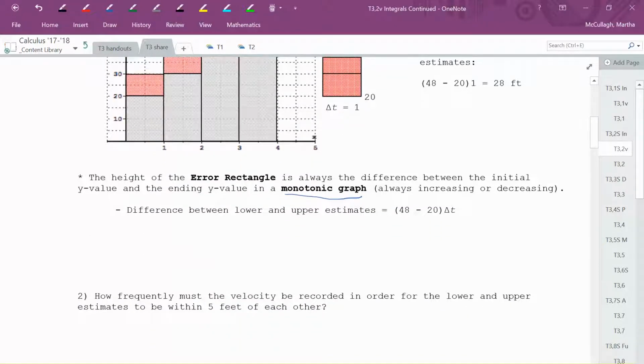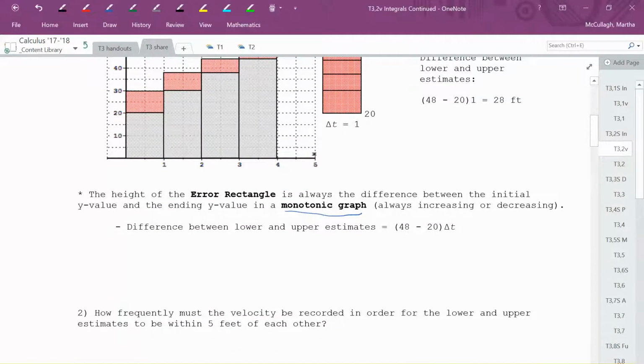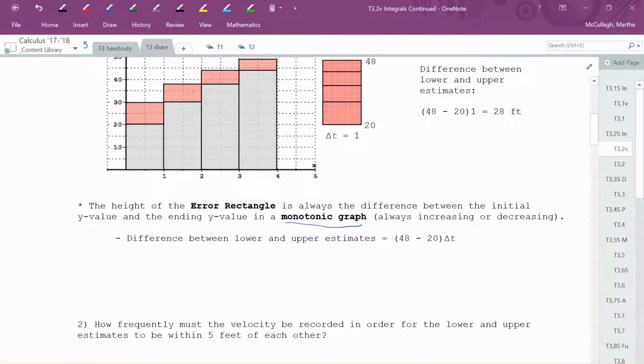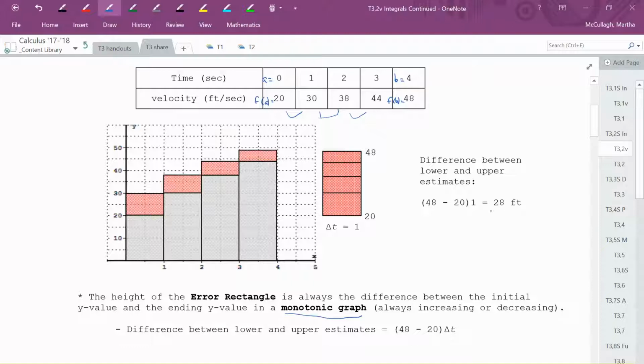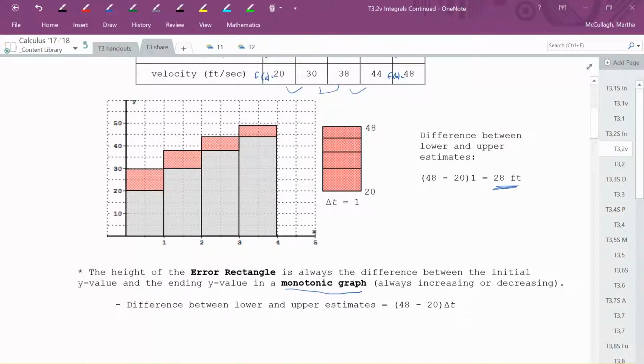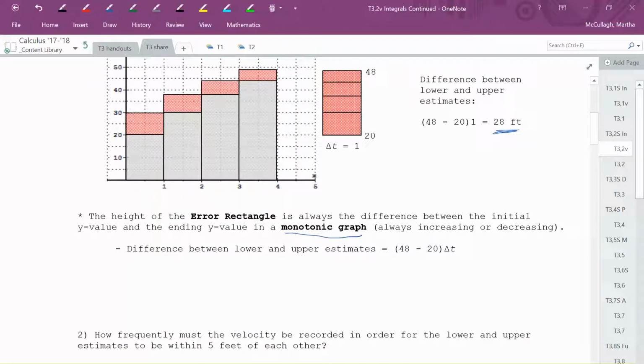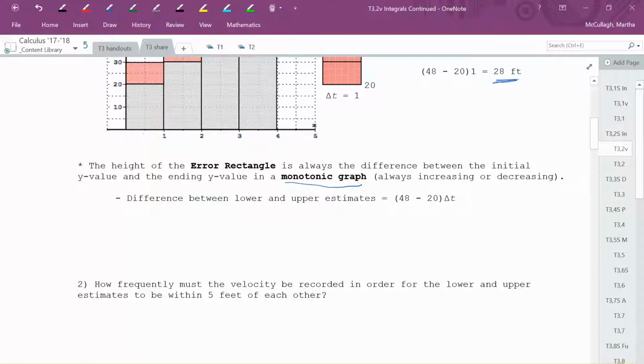How frequently must the velocity be recorded in order for the lower and upper estimates to be within 5 feet of each other? So right now our lower and upper estimates were within 28 feet of each other. Well, I want a better measure than that. I want them to be closer. So we'd need to send our team out to measure more frequently, to get these closer together. Remember yesterday we also looked at measurements where each increment, each delta t, was 0.5. Well, in order to get the difference to be 5 feet, what would we need to do?